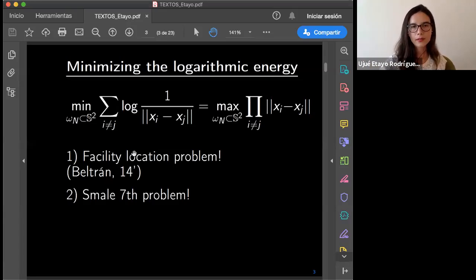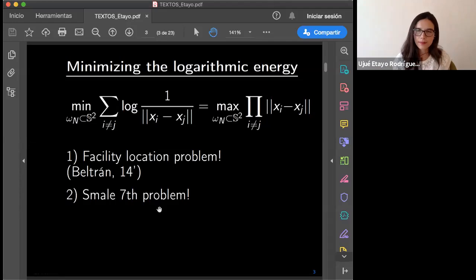The first one that I wrote down as a facility location problem is just this problem of the sources of heat on the sphere, and then we have the Green function going down. We are going to watch this later. But just in case I forget to mention it, this is collected in this article of Beltrán 2014, where he explains this physical problem with initial conditions of the maximal average temperature. And the second famous problem that talks about minimizing the logarithmic energy is known as Smale's seventh problem.